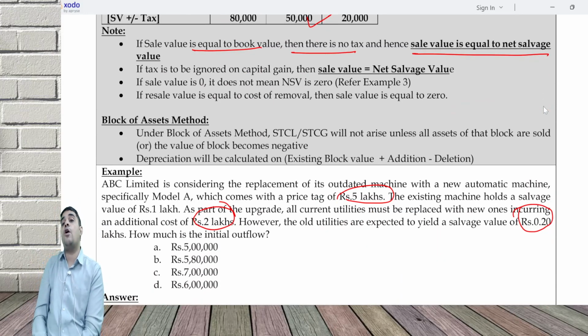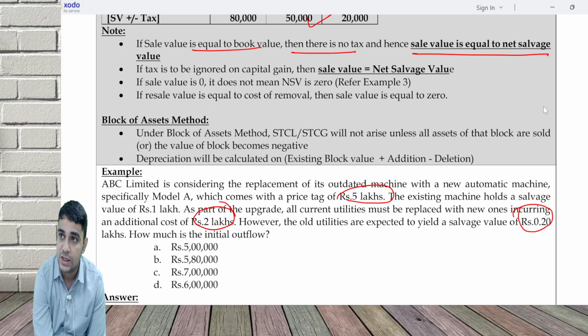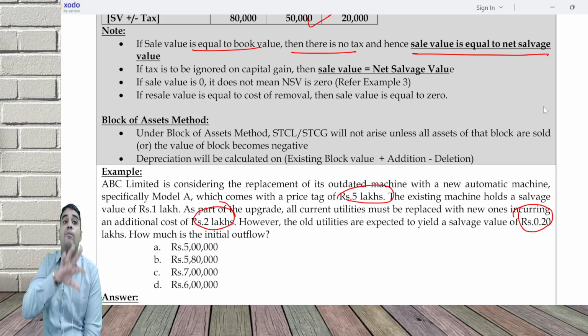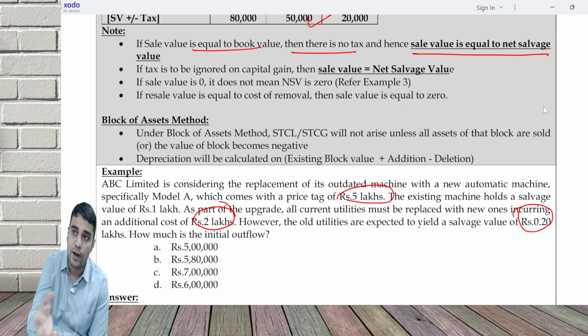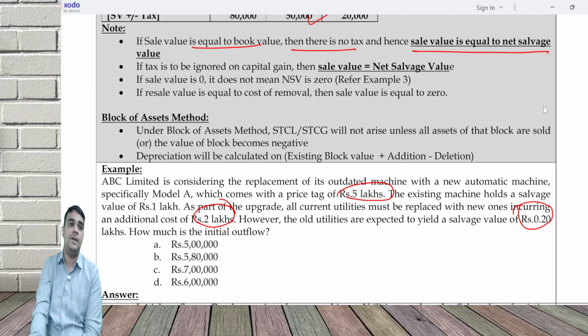If you are following block of assets method, no capital gain, capital loss unless the block is fully exhausted or the value is fully exhausted, and depreciation will be charged on opening block value. Add the block value because of addition, deduct because of sale, and on that amount you will charge depreciation.